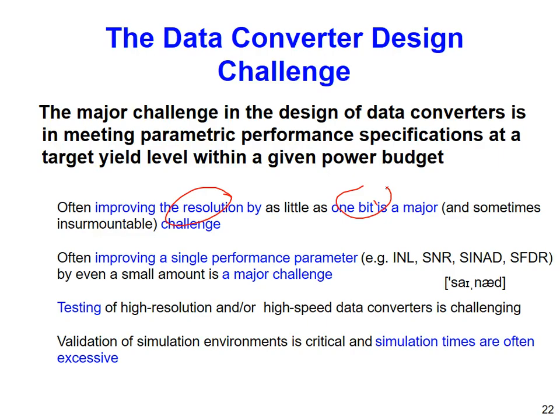Even to improve the effective resolution by only 1 bit is a major challenge. Right now I design a 12-bit converter in effective number of bits. Can I make it become 13 or 14? It takes a very long time. Even though you are very good at 12 bits already, how about 13? How about 14? Maybe it takes you months or even more than 1 year.